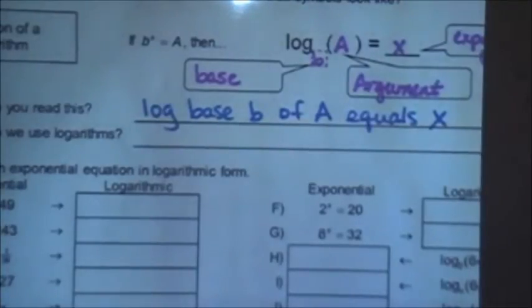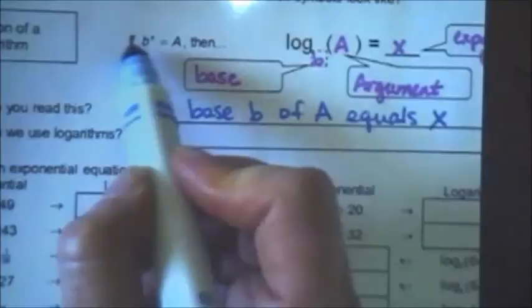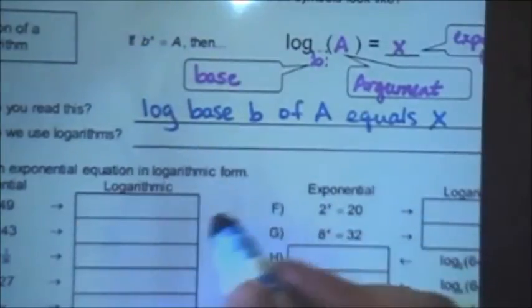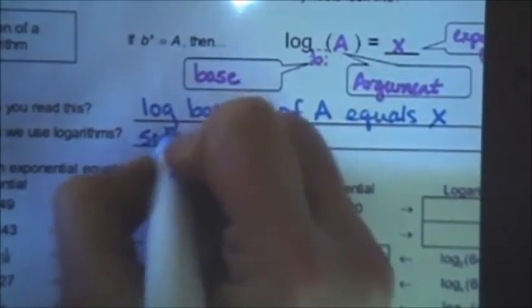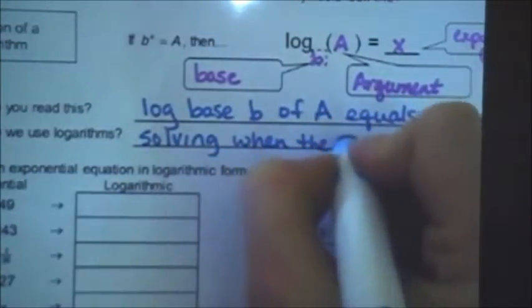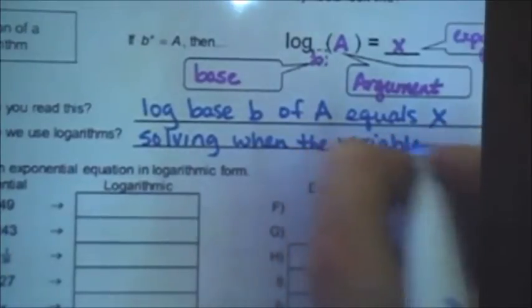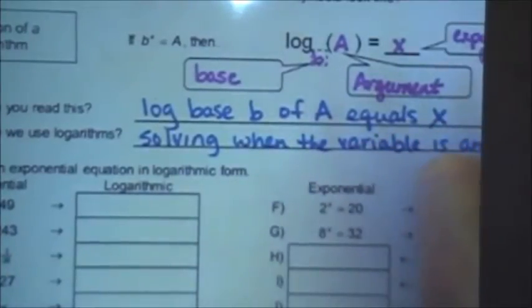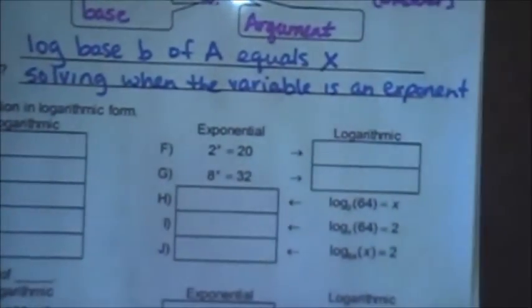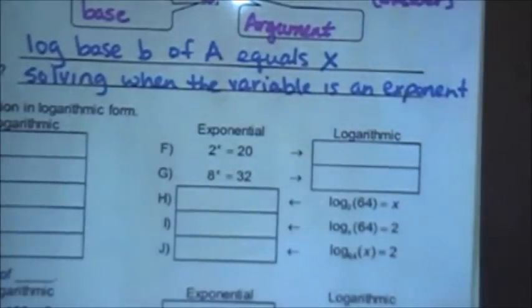Now the whole point of a logarithm is because an exponential has a variable up in the exponent, and I need to be able to solve those. That's what logarithms are for. They're for solving when the variable is an exponent. I have no other way of getting those variables out of the exponent. I need to get them down on the line like a normal number. And that's what logarithms are for.